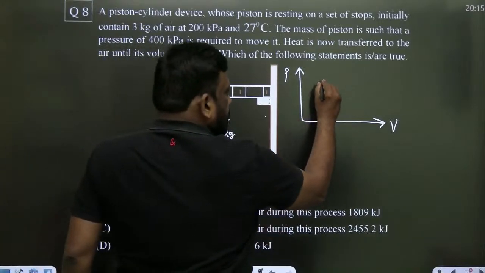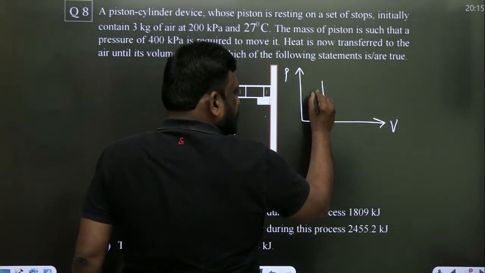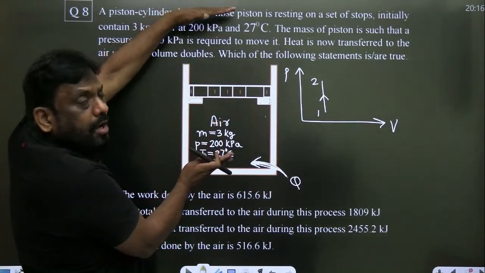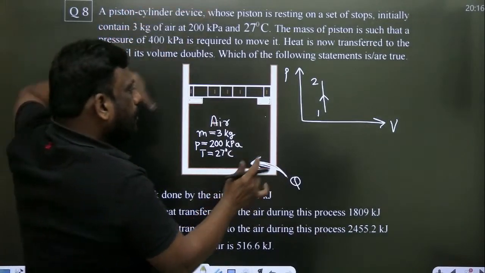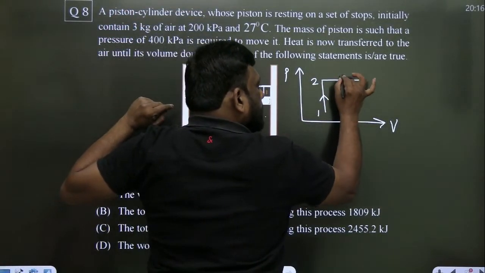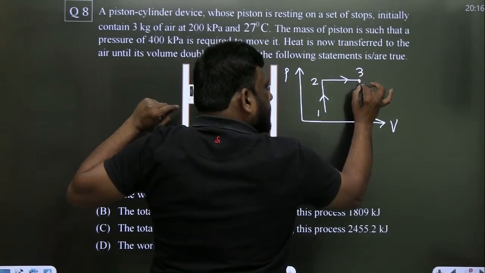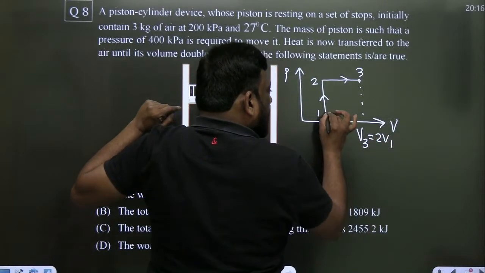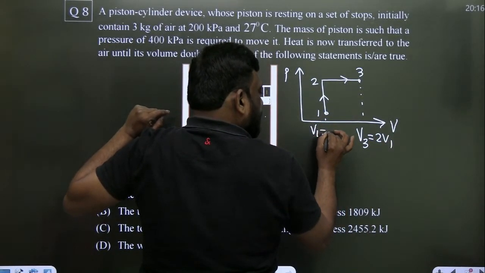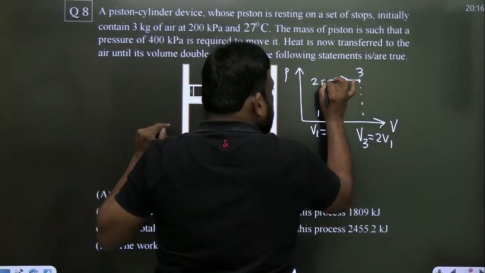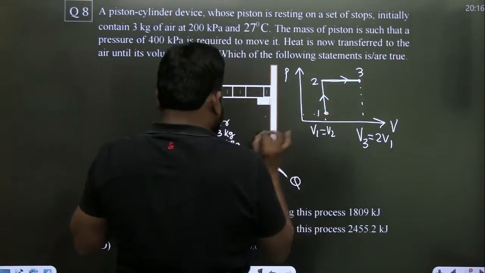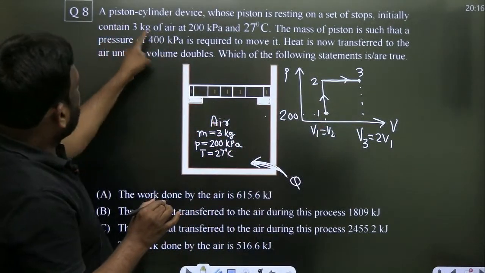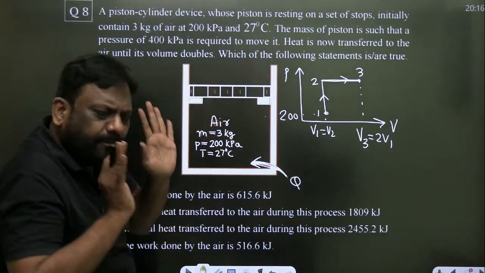So now look, I write it as 1 to 2. After that, what is happening? Now the piston is getting lifted up. How long? Until the volume is doubled. So this is the process. Until the volume is doubled, can I write V3 as 2 times V1, and here V1 is equal to V2, and the pressure is constant. What is this pressure given? Initial pressure is 200, and the final pressure. Look, one second. Initially it is at 27 degrees centigrade. Let me repeat the question, sir.